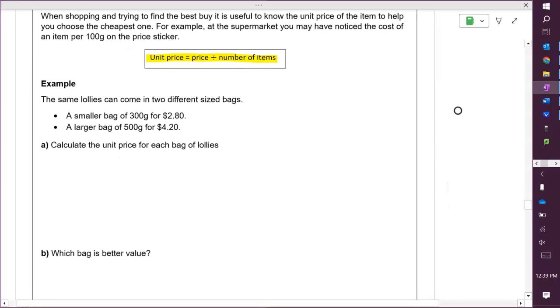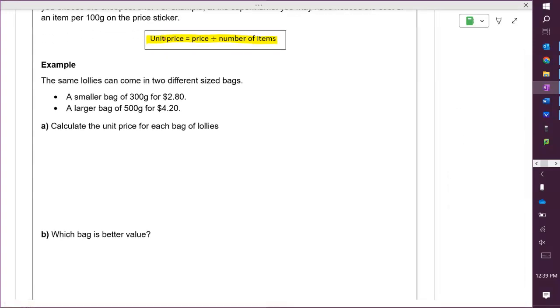So it's the same with lollies, and they can come in 2 different size bags. So you have a smaller bag for 300 grams for $2.80, and you have the larger bag of 500 grams for $4.20. So we need to find the unit price of each bag of lollies. So we set it up the same as we've been doing our rates. So 300 grams for $2.80. Now in this sense, I wouldn't try and get it down to a dollar value. I would probably get this down to per 100 grams, which is what we've spoken about at the top there.